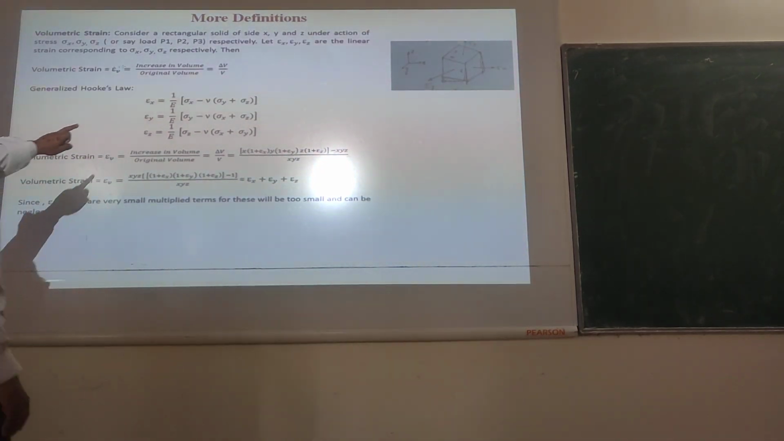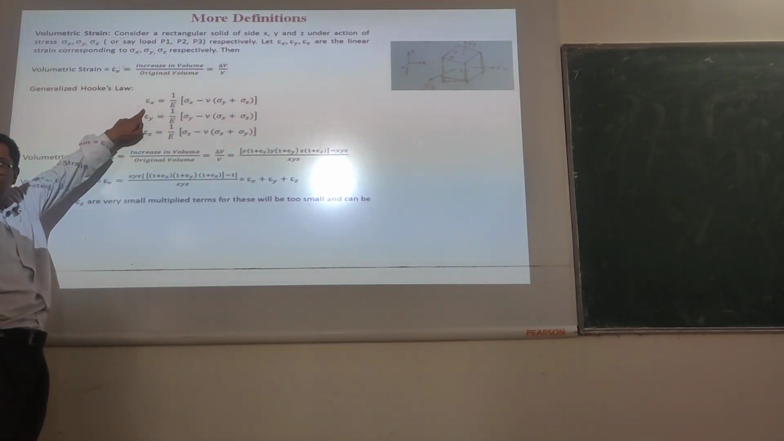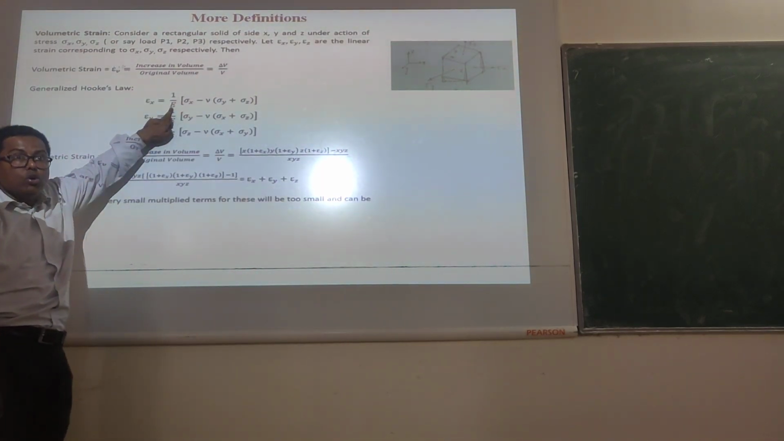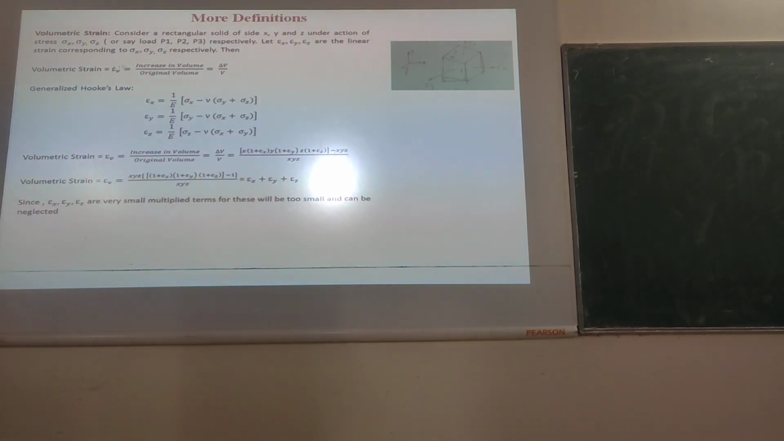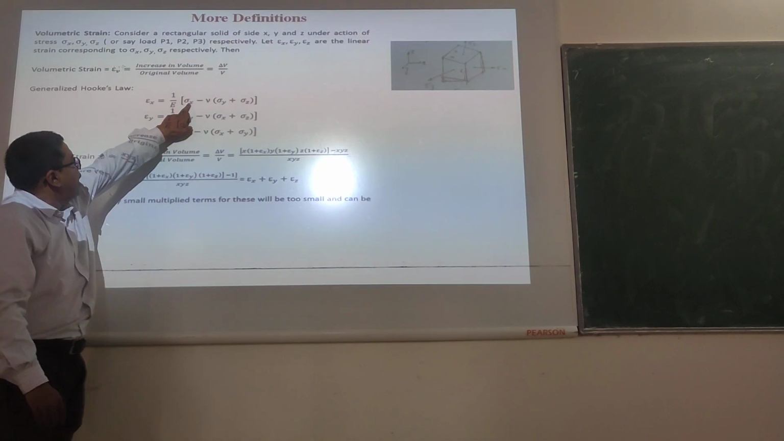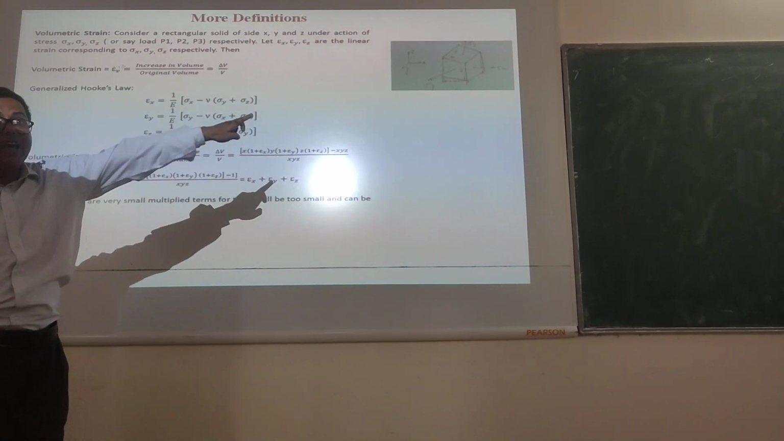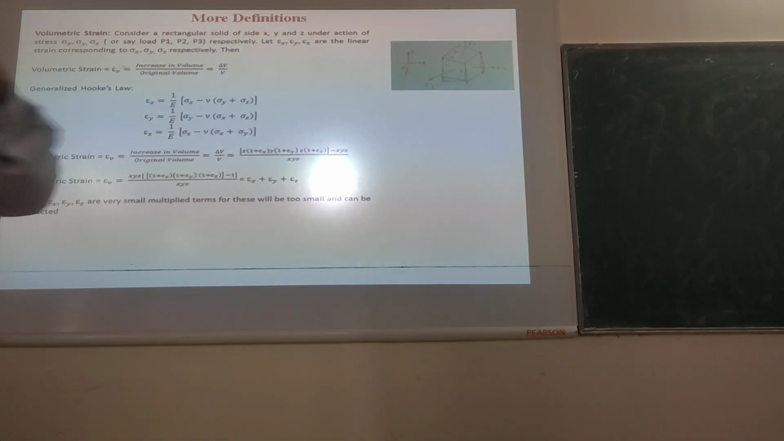So the strain in the X direction will be sigma X by E. If I only consider the effect of sigma X, what will be the strain according to Hooke's law? Stress by modulus of elasticity. So strain will be sigma X by E. Correct? Now you are applying a generalized three-dimensional set of perpendicular stresses on the body.